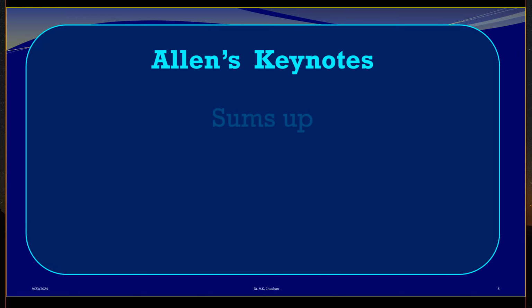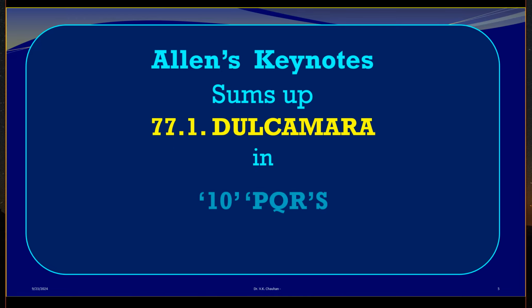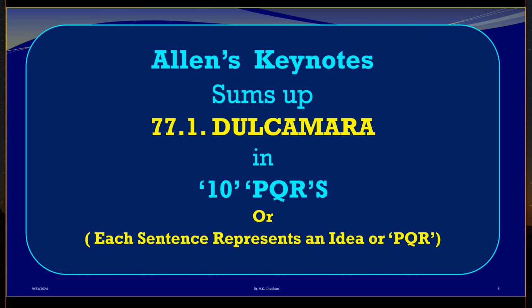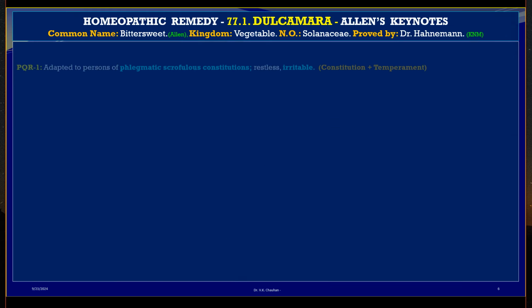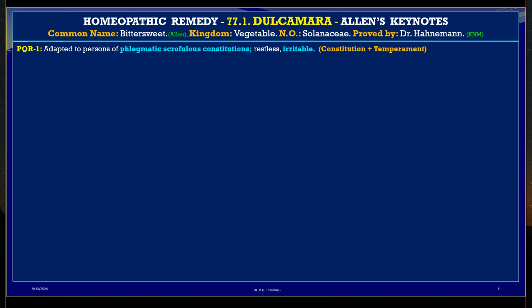Once I have gone through it, I find Dulcamara has 10 central ideas. These central ideas are represented in, broadly speaking, 10 PQRs. And again, I am repeating, each sentence represents an idea or a PQR or a red line symptom. So we find the first PQR: Dulcamara is adapted to persons of phlegmatic, scrofulous constitution, restless, irritable.